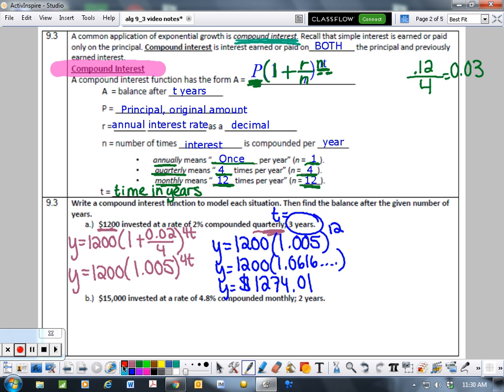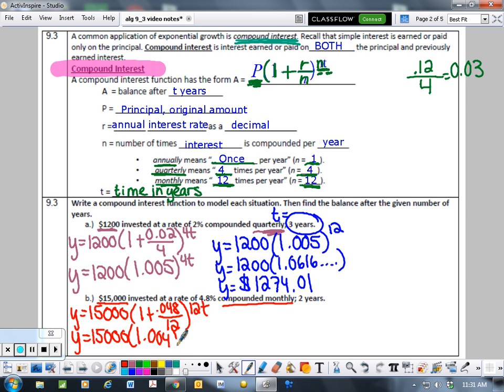So now let's go ahead and look at the next problem. $15,000, so y equals 15,000, invested at a rate of 4.8%, so this is 0.048, compounded monthly, so we're doing that 12 times a year, so I divide by 12, but now my time becomes 12t. So now I'm going to take the 0.048, divide by 12, so my new function is y equals 15,000 times 1.004 to the 12t power. So now I'm going to calculate that for 2 years.